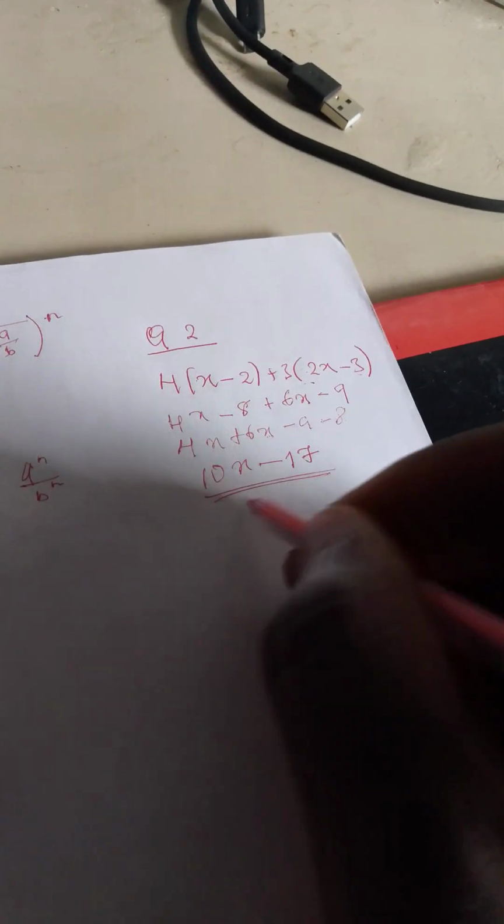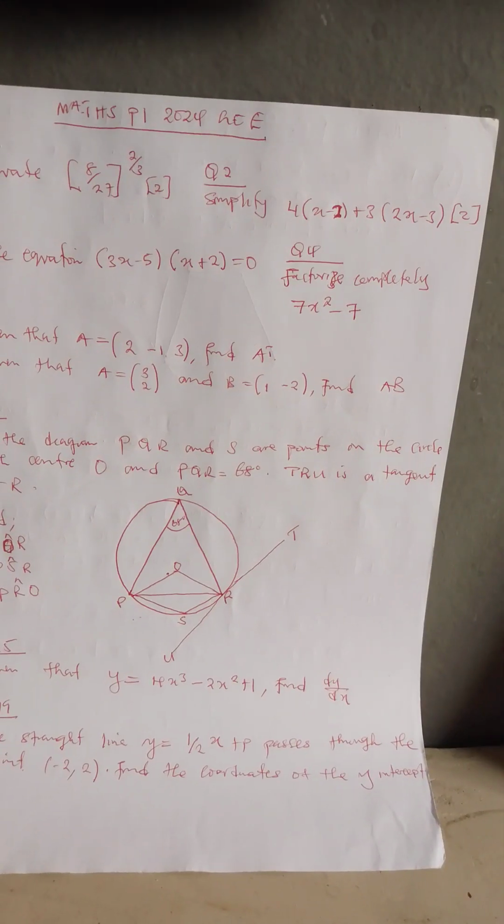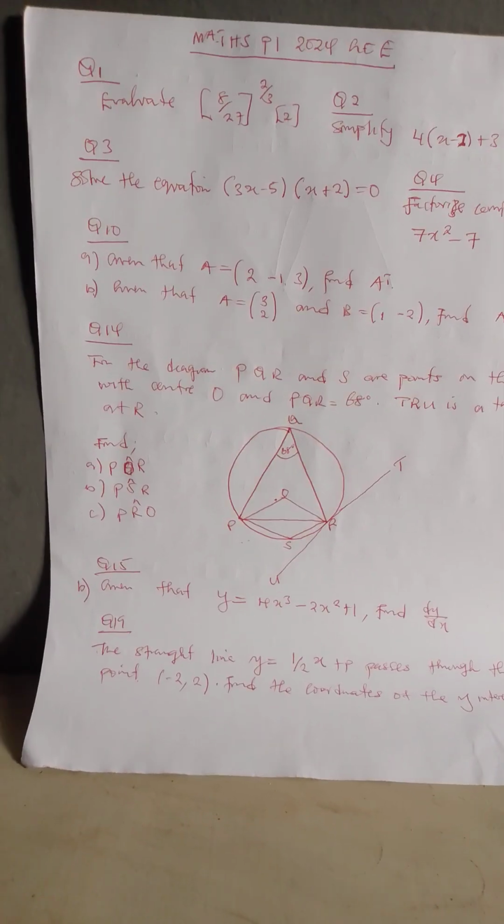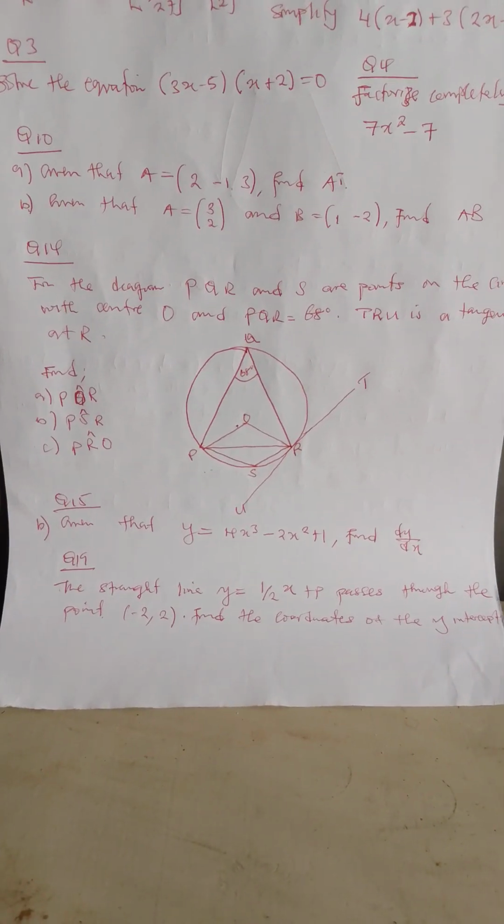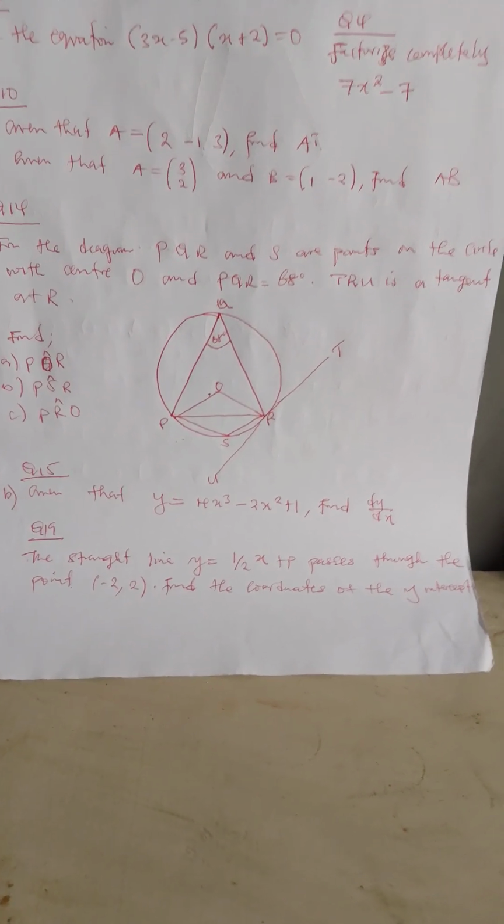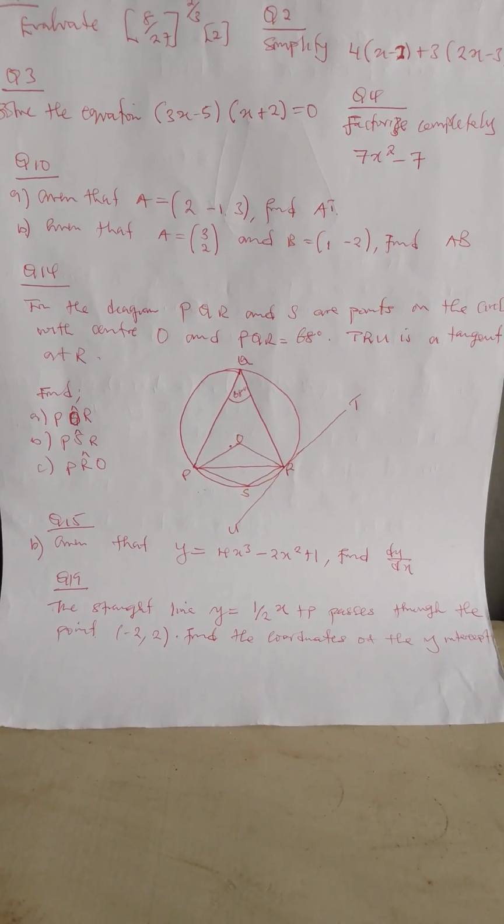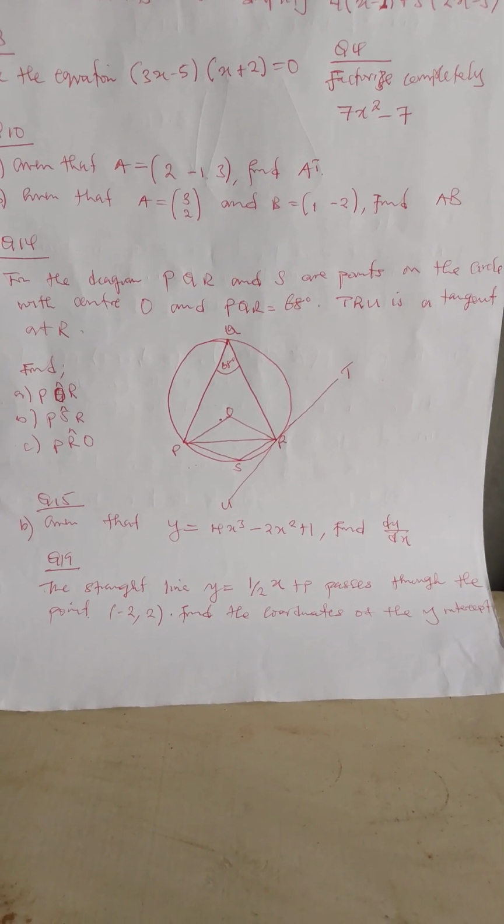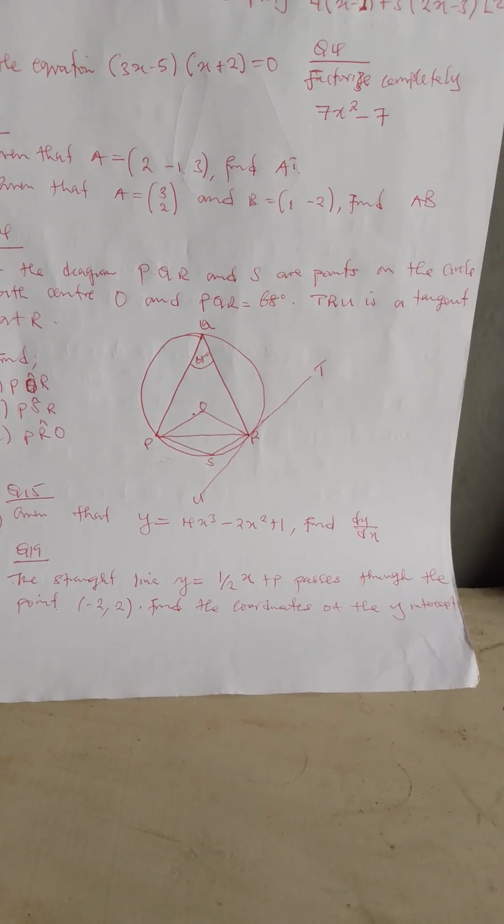So this is the final answer. Okay, we move on. We go to question 3. Question 3, it's right there. Solve the equation 3x minus 5 open bracket x plus 2 is equals to 0.